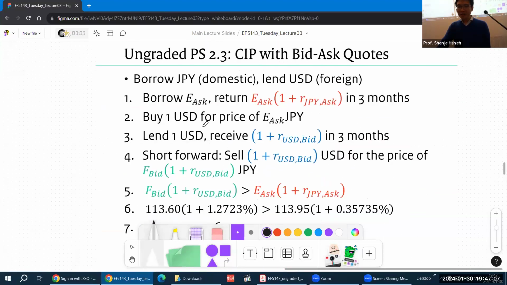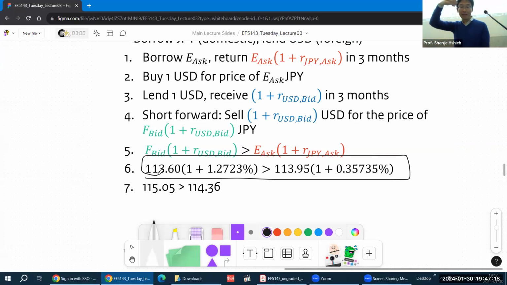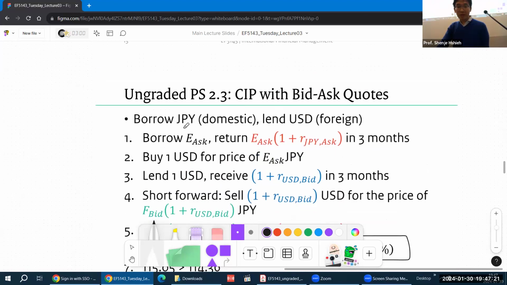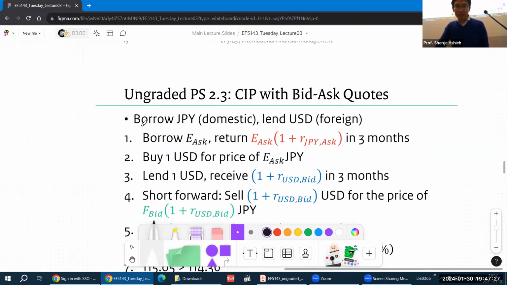I'm just gonna tell you ahead of time that it's gonna be violated this way, okay? This means that you're going to borrow the foreign currency and lend out at the deposit in the domestic currency. So that means we're gonna borrow, sorry, the other way around, sorry. It should be borrow the Japanese yen and lend to USD. So USD is foreign and Japanese yen is domestic. So it's going to be violated in this way.